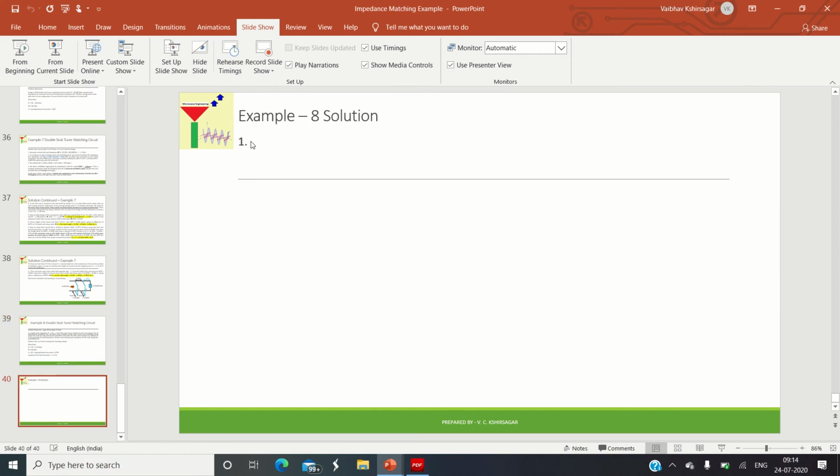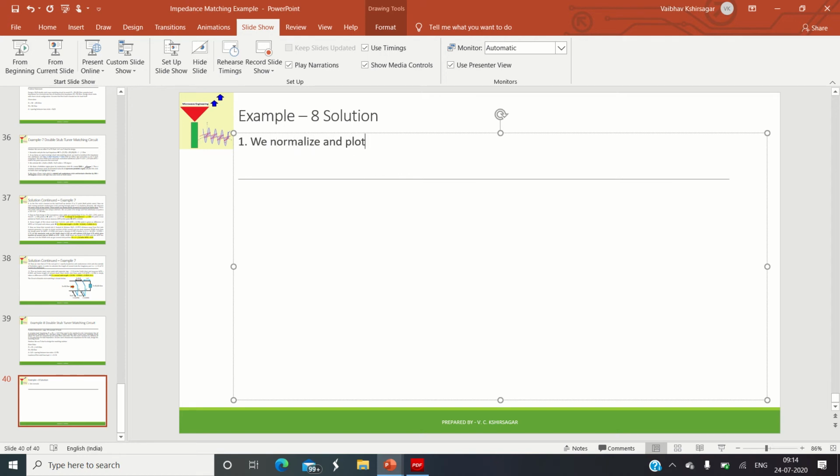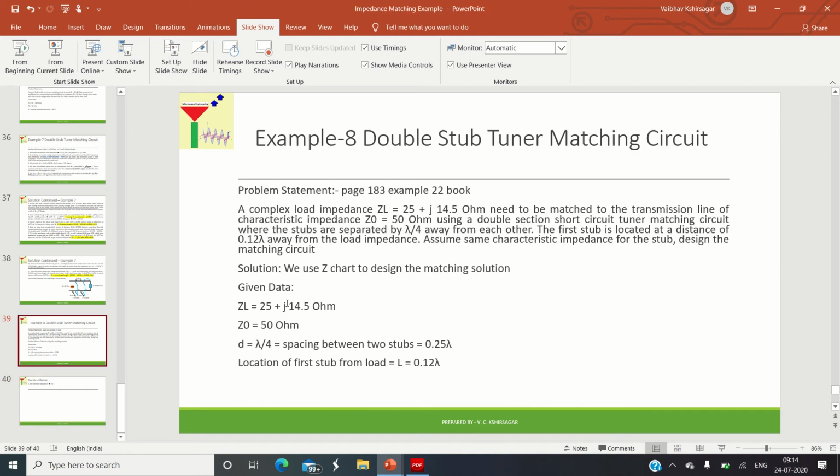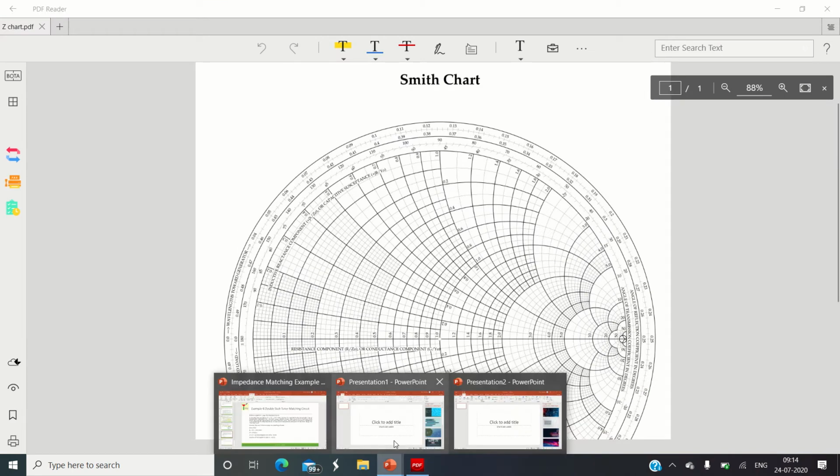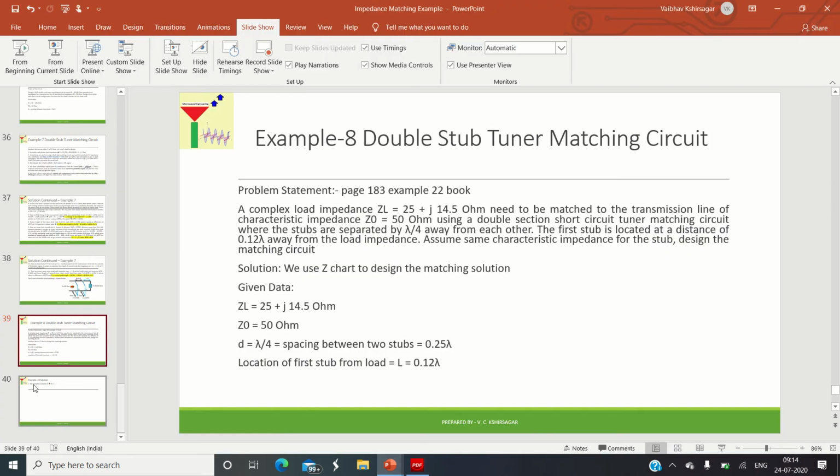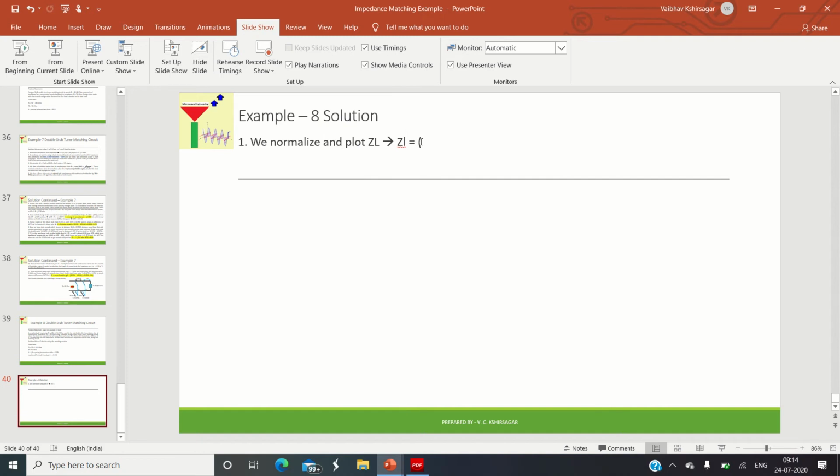So first step, as usual, we normalize and plot ZL. After normalization, I will get small zL, which is nothing but the given value of impedance, 25 plus j14.5, divided by 50.